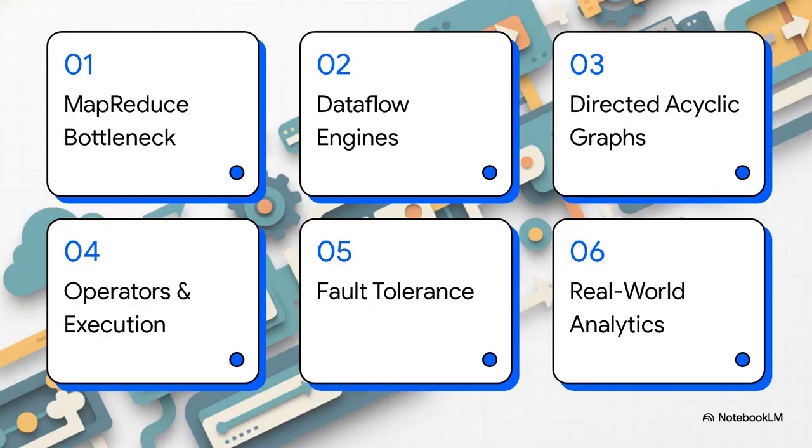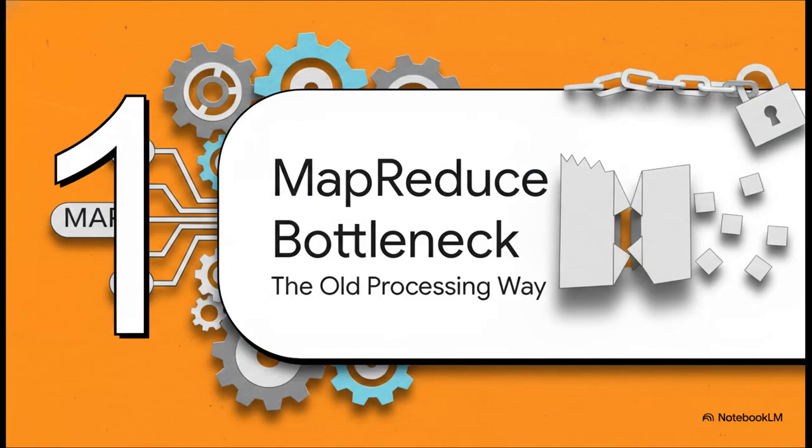Here's a quick look at our roadmap for today. We're going to start with the MapReduce bottleneck, then move into data flow engines, directed acyclic graphs, operators and parallel execution, scheduling and fault tolerance, and finally, we'll look at some real-world ad analytics. Starting things off with Section 1, the MapReduce bottleneck.